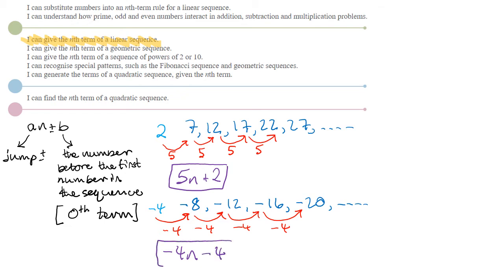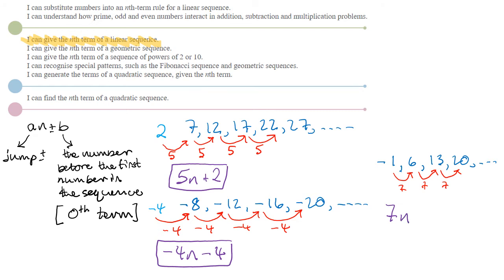Let's try one more. So let's have negative 1, 6, 13, 20, and so on. Right, so let's look at the jump. This is going up by 7. So we start by writing 7n.